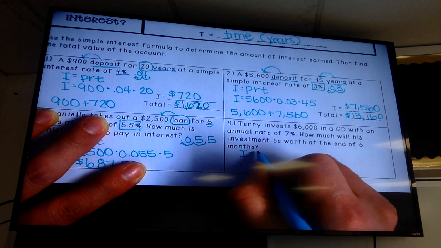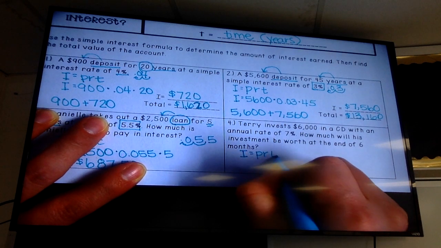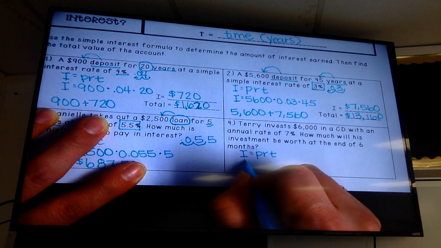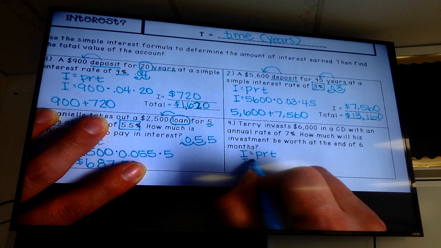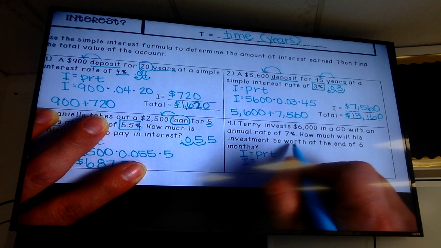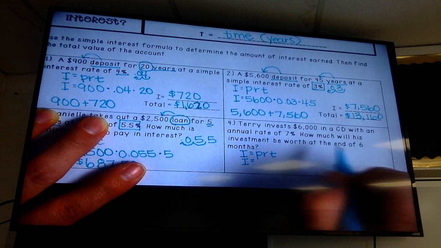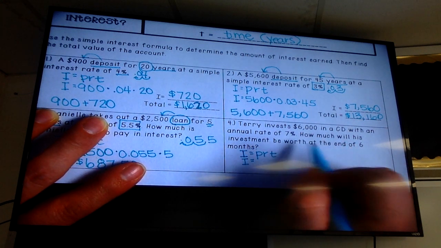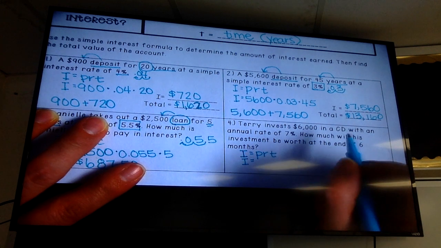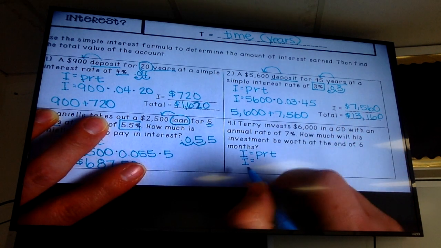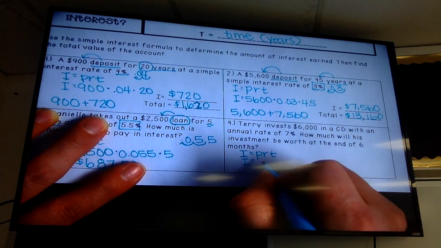So I'm going to say I equals P, R, and T. We're trying to figure out what his interest will be. That way we can figure out how much the whole account is. Because notice the question isn't what's the interest, it's how much will his investment be worth at the end of 6 months. It's asking the total. But to figure out the total, I first have to figure out the interest.